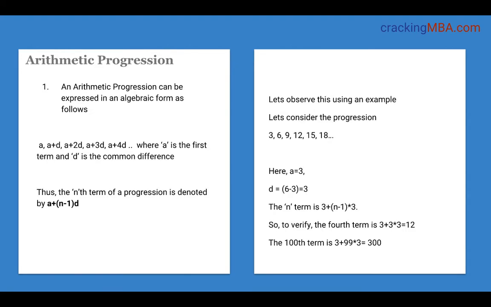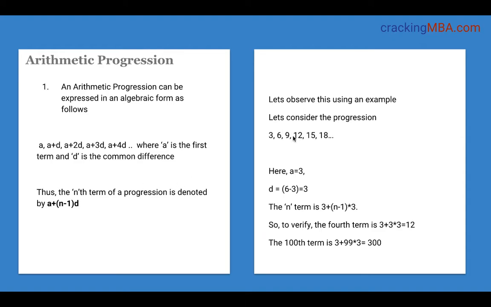If you want to express an arithmetic progression in an algebraic format, it can be expressed as a, a plus d, a plus 2d, and so on up to a plus n minus 1 into d. So if you want the nth term of an arithmetic progression, it is nothing but a plus n minus 1 into d. Suppose we want to find the 8th term of an arithmetic progression, it is nothing but a plus 7 into d.